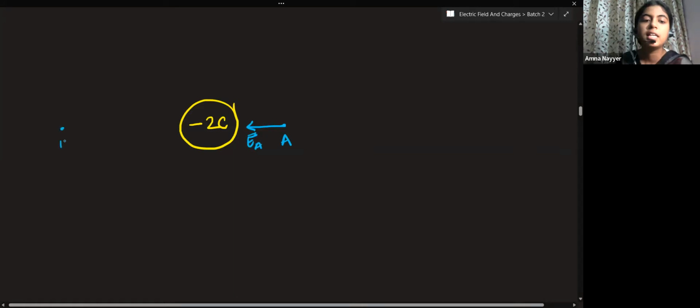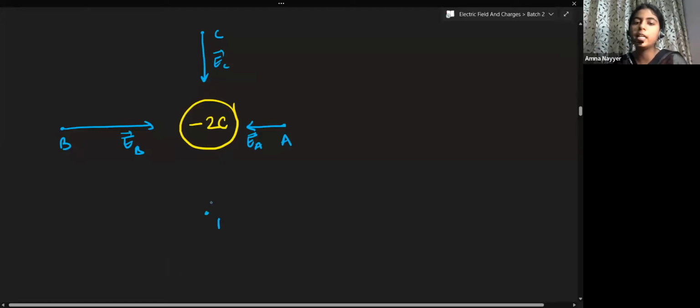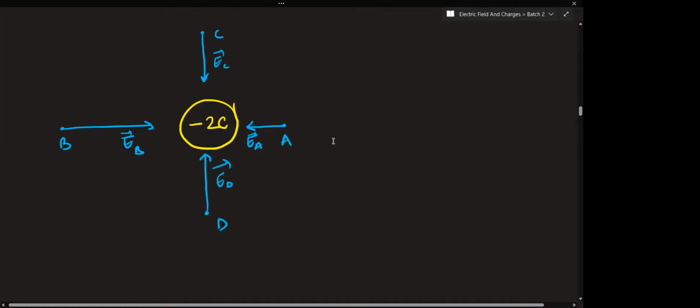Similarly, if I take a point B, I have to move towards the charge. Why am I moving towards the charge now? Because it's a negative charge. So this will lead me towards the charge. Another point, C, downwards will be the case now. Why? Electric field for this point C will be towards it. If I take a point D, moving towards it will give me the direction for a negative charge. Is this clear?